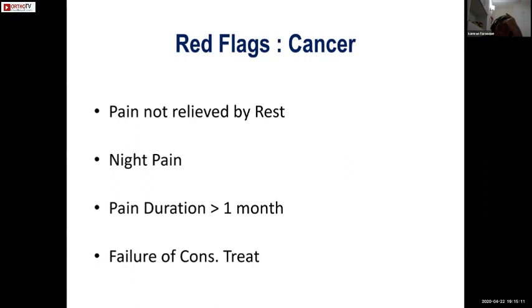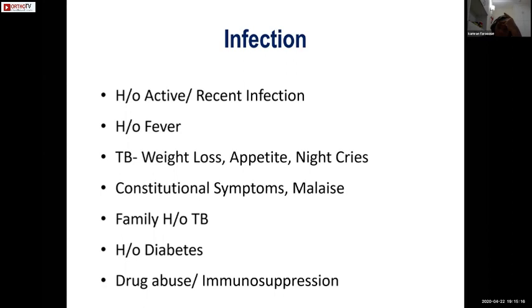In case of infection, ask about active or recent infection and history of fever, especially in a country where TB is so endemic. We have to ask about weight loss, appetite loss, night cries, constitutional symptoms, and malaise. Any family history of TB is very important. And again, ask about diabetes, drug abuse, and immunosuppression.